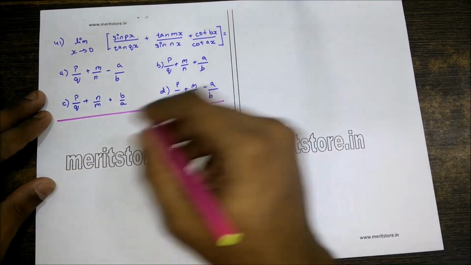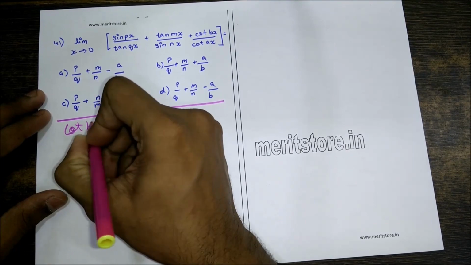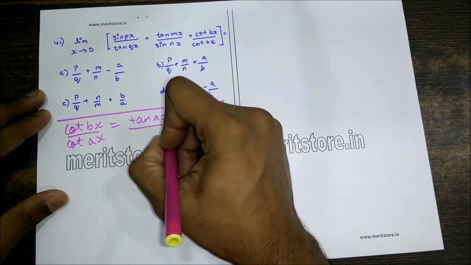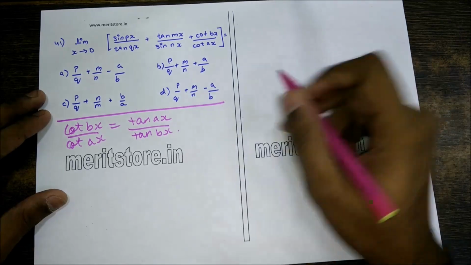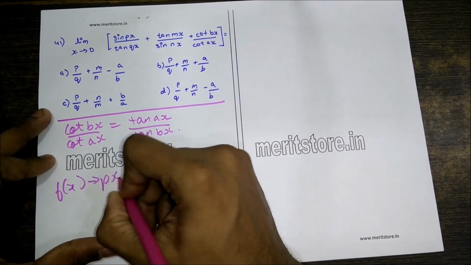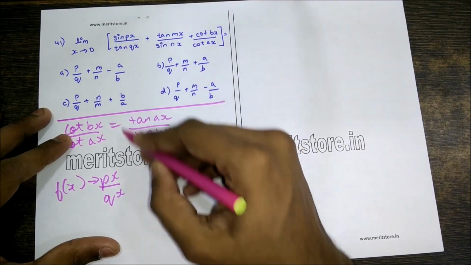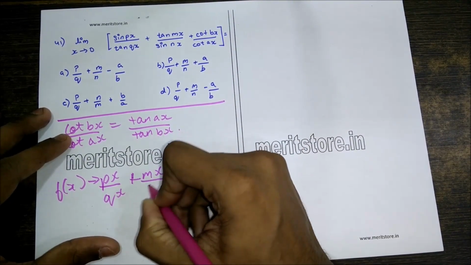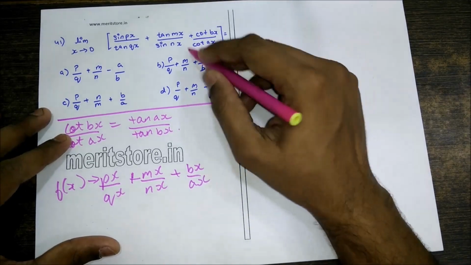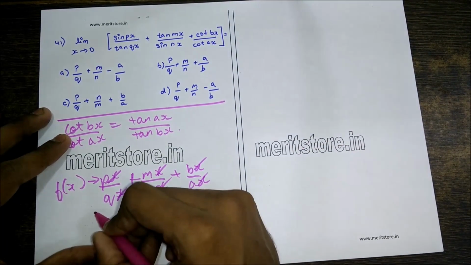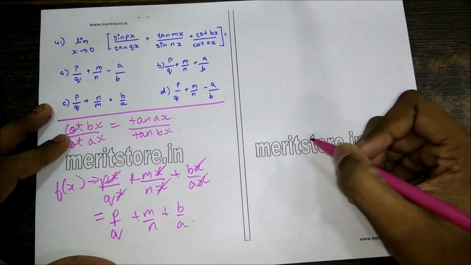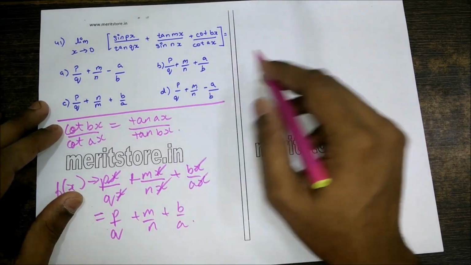So first what we know is we could write cot of bx by cot of ax equals tan of ax by tan bx. So we could write this as a function f of x, which is px by qx for this term, plus mx by nx for this term, and bx by ax for the third term. x cancels out on all, leaving us with p by q plus m by n plus b by a, which is option B.